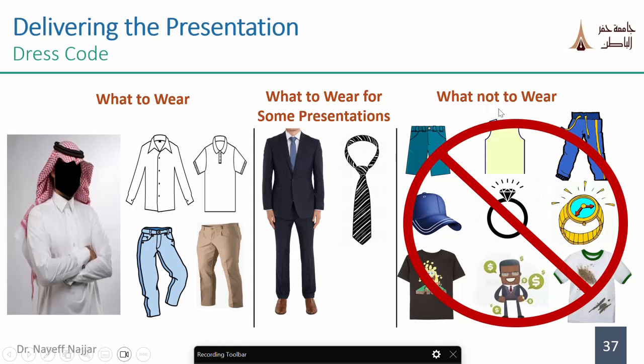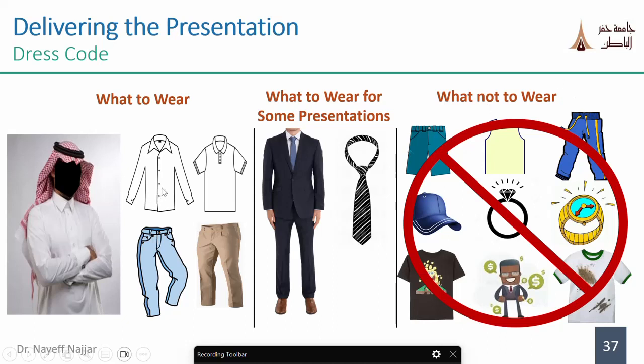There are some outfits that you need to avoid during the presentation, things like shorts or sleeveless shirts, caps, baseball caps, expensive jewelry or expensive watches. You don't want to look rich in the presentation. Also, you should avoid too informal dresses, or of course dirty clothes. These are things that you should not wear during the presentation.